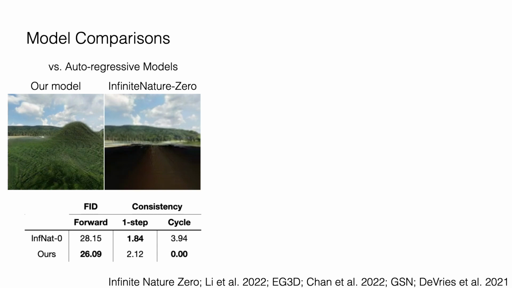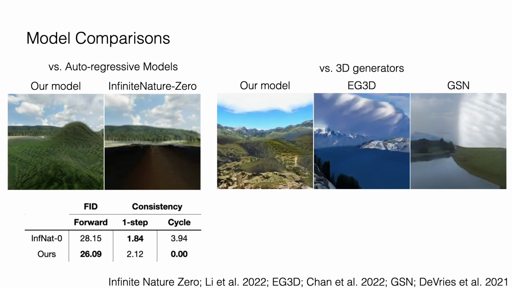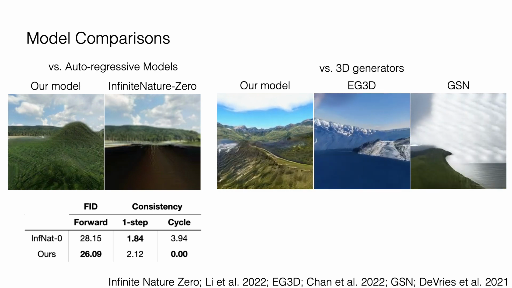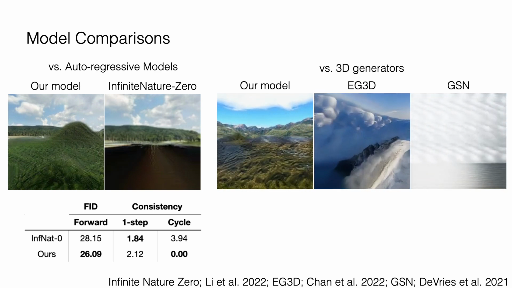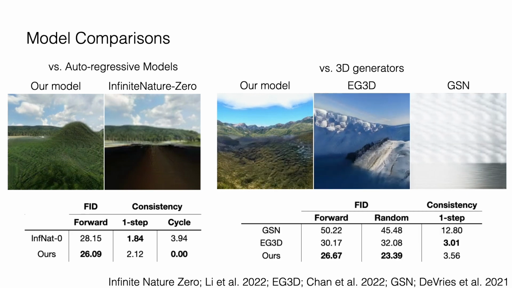Next, here is a visual comparison of 3D generators, which operate on bounded domains, so there is a limited distance the camera can move before the scene or geometry starts to degrade. Here, our model also better supports camera positions outside of the training distribution, with consistency close to that of EG3D due to a difference in upsampling.